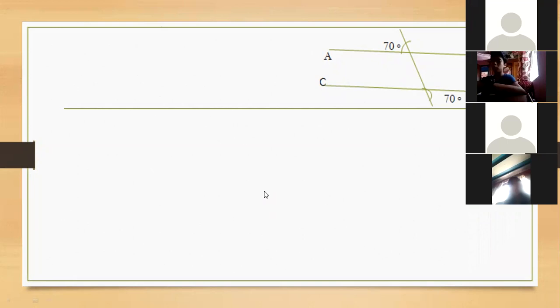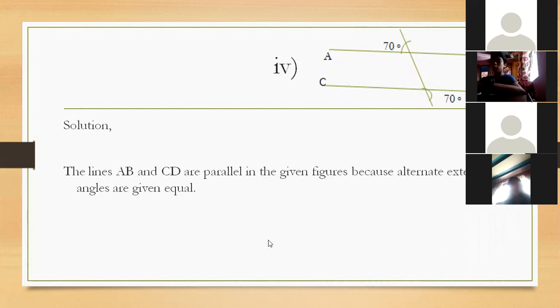Sujin, have you understood? Hello, Sujin. Can you tell the answer? Read the answer. You are muted. Bob, you are muted. Okay, you have to tell the answer.